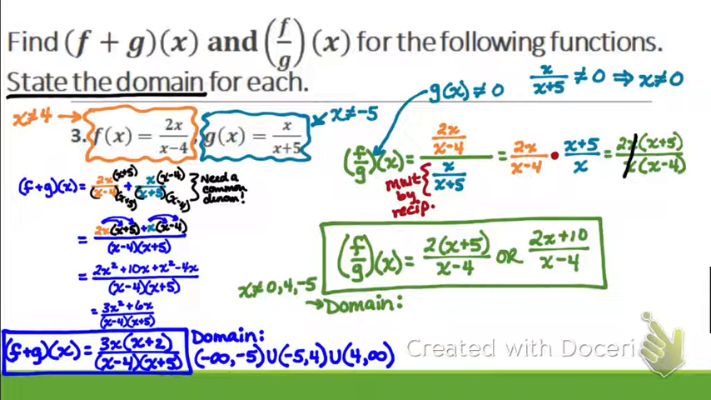So I have to take all of that into account when writing this domain. How many intervals are we going to have? 4 intervals. So negative infinity to negative 5, parenthesis, union, negative 5 to 0, parenthesis, union, 0 to 4, parenthesis, union, and 4 to infinity.